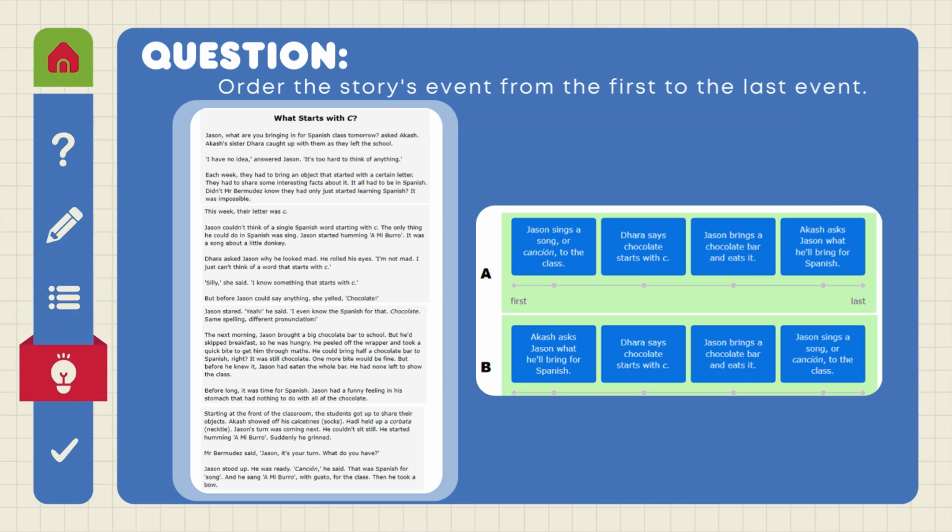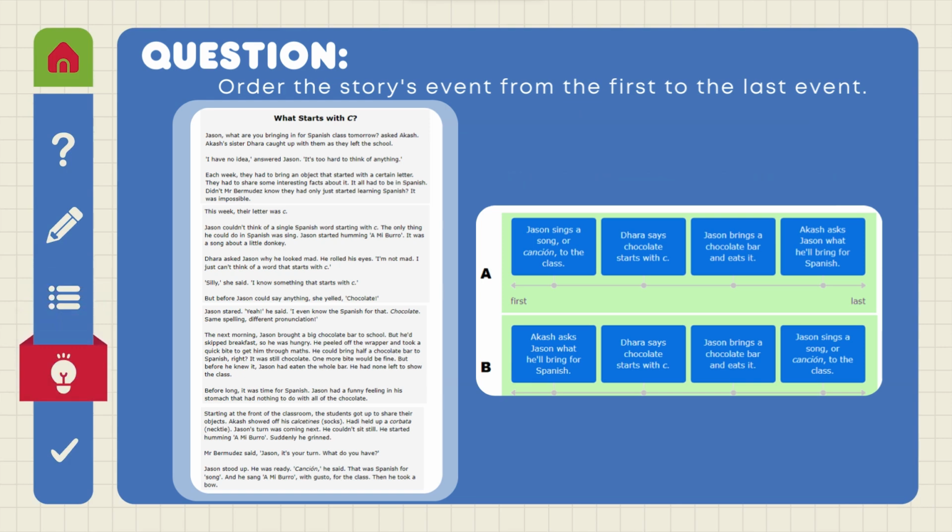Starting at the front of the classroom, the students got up to share their objects. Akash showed off his calcetín, which is socks. Katie held up a corbata, which is necktie. Jason's turn was coming next. He couldn't sit still. He started humming Mi Burro, and suddenly he grinned. Mr. Bermudez said, Jason, it's your turn. What do you have? Jason stood up. He was ready. Canción, he said. That was Spanish for song, and he sang Mi Burro with gusto for the class. Then he took a bow.